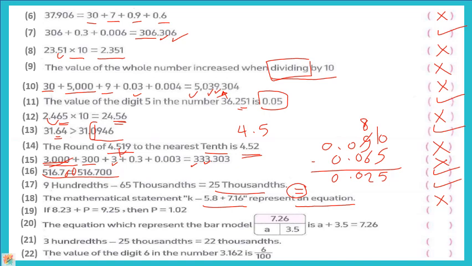Okay. Number 19. If 8.23 plus p equals 9.25, then p equals 1.02.